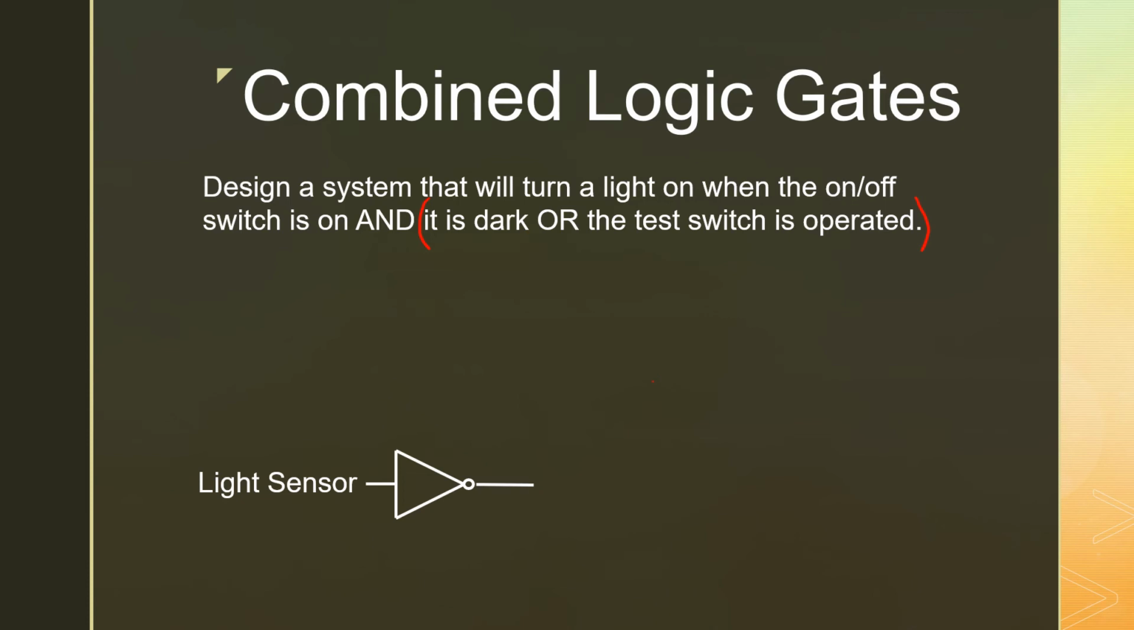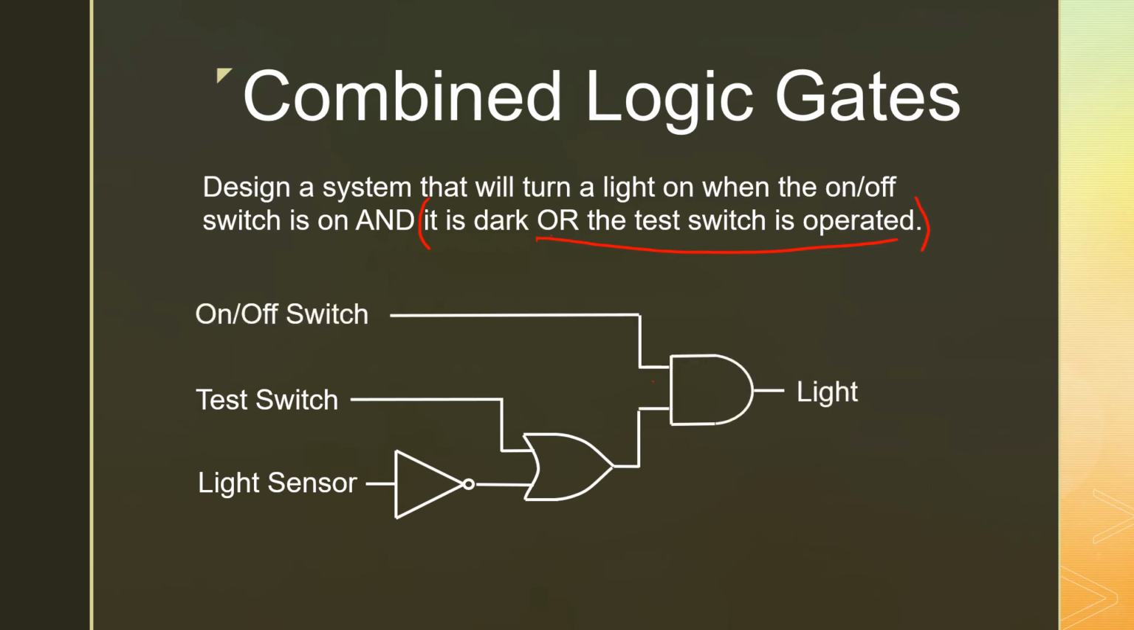So that's the first thing that I need to include in my circuit. Then I've also got this statement of or the test switch is operated. So I'm going to need a test switch and I'm going to need an OR gate. So what this section of the circuit is going to do is give me a positive output if either the light sensor is dark or the test switch is pressed on. And then the final thing is to say, well, I need this output to be a 1 and I need the on-off switch to be operated. So this circuit that I've now created answers that initial question.